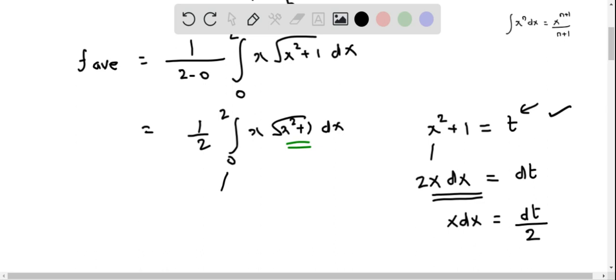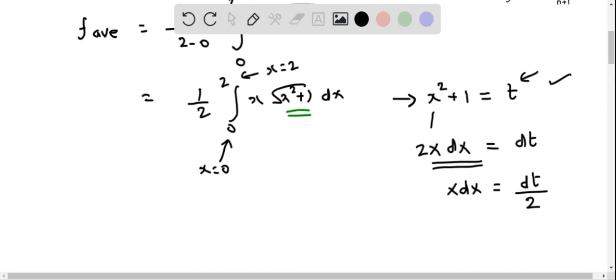And this means that the limits that we have now are the limits of x, that is, this is x equal to 0, and here this is x equal to 2. So these two limits have to be converted to t values. For that, I substitute x equal to 0 into this substitution, so I get the corresponding value of t.